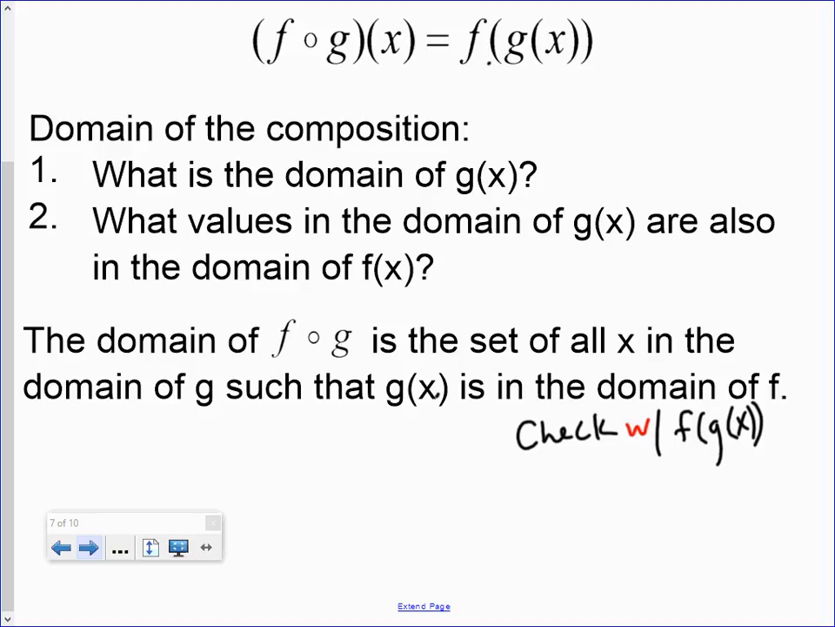Sometimes they're super easy, and then sometimes you really got to pay attention to domain and range. So I try to check 3 domains when I do these problems. The domain of g of x, the domain of f of x, and the domain of the answer, and see where the overlap is.